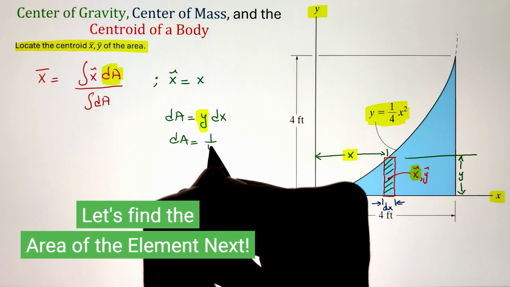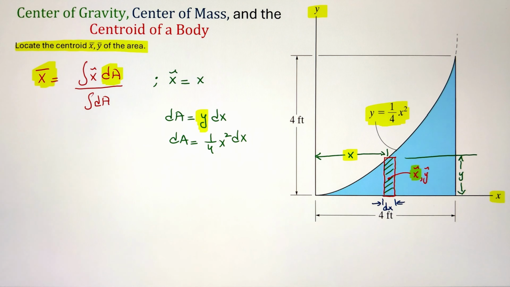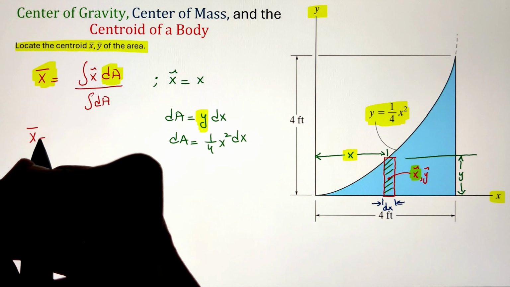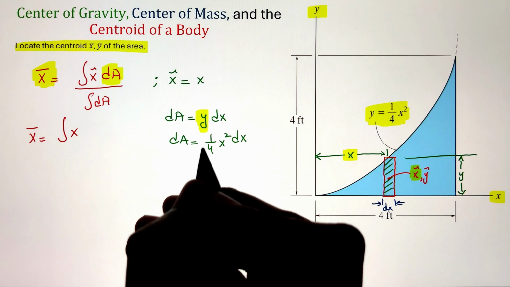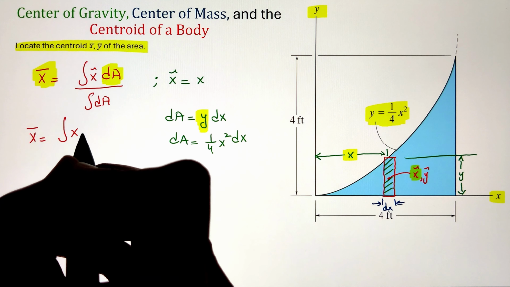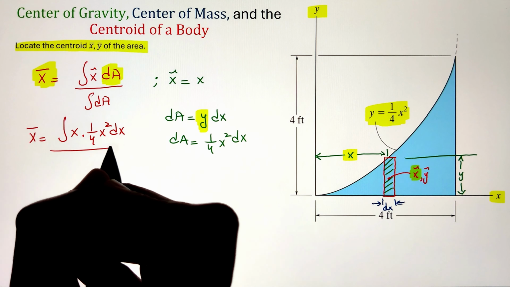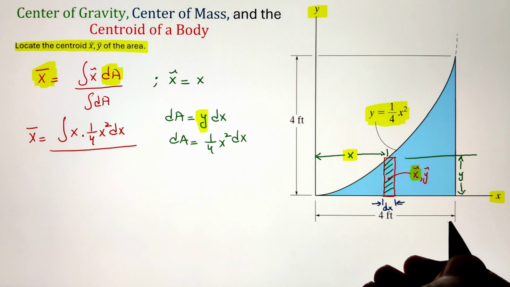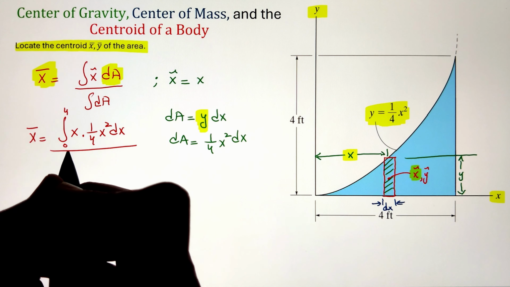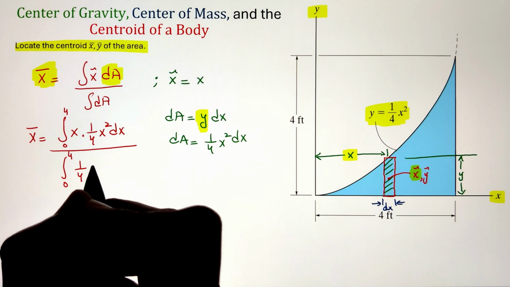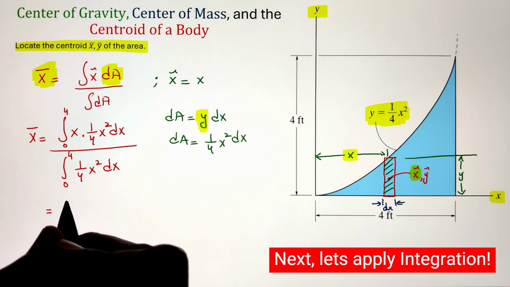Next, let's go ahead and replace the value of y, that is 1 over 4x squared, so that once we are integrating, all the terms are in the variable x since we are integrating with respect to dx. Once we have both of these values, let's go ahead and plug it in the formula. So our value of x bar is equal to the integration of x times 1 over 4x squared dx. Now we have to plug in the limits for the integral as well, since the width of the area along the horizontal x-axis is 4 feet. So our limits will be from 0 to 4.